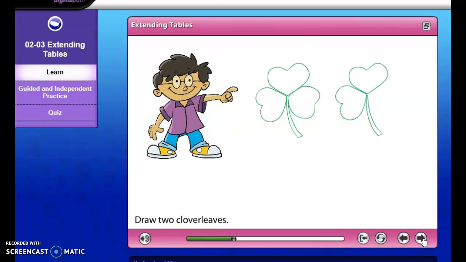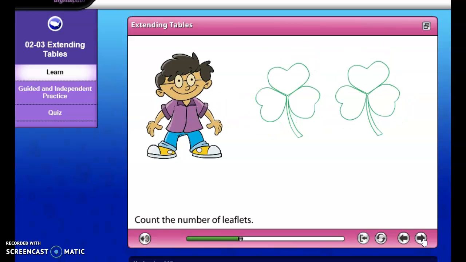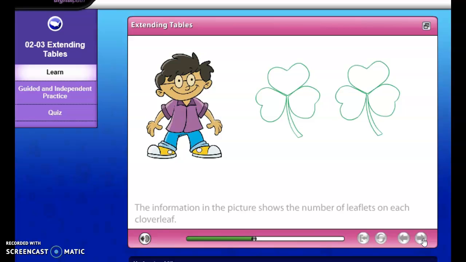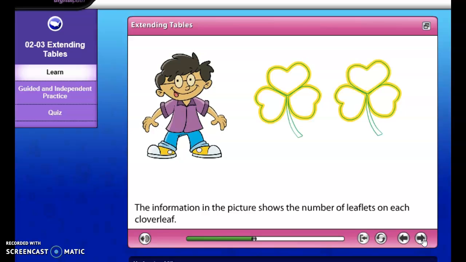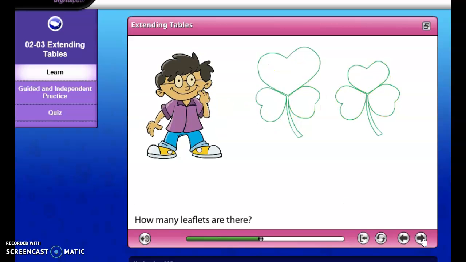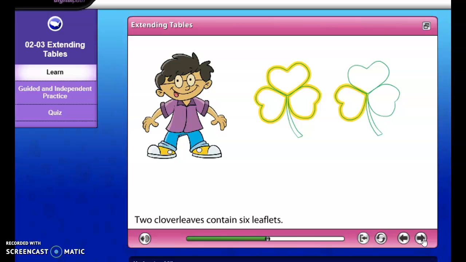Draw 2 clover leaves. Count the number of leaflets. How do you know what to draw in the picture? The information in the picture shows the number of leaflets on each clover leaf. How many leaflets are there? 2 clover leaves contain 6 leaflets.